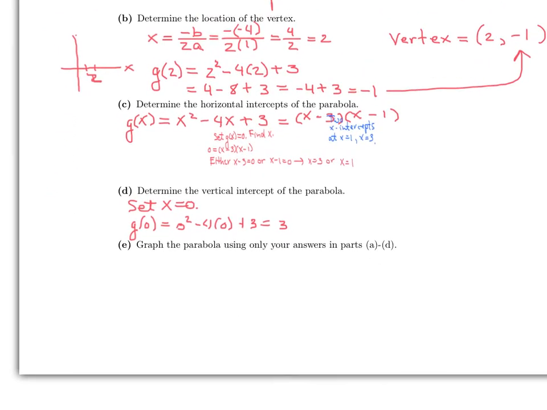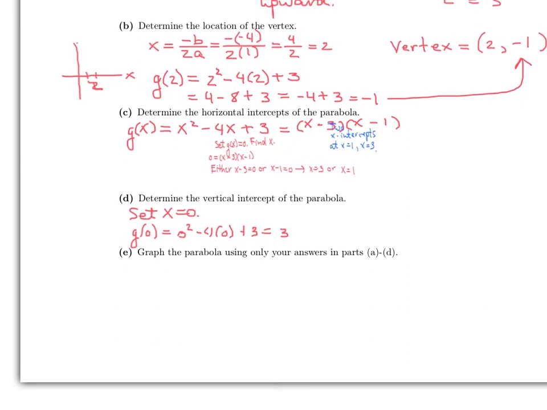Now let's look at part E. Let's sketch a graph of the parabola using only your answers in parts A through D. Alright, so in part E, we're putting all of the information we've gathered together to sketch one graph. Let's start by drawing some axes. We have an axis that represents our input x and an axis that represents our output g at x.